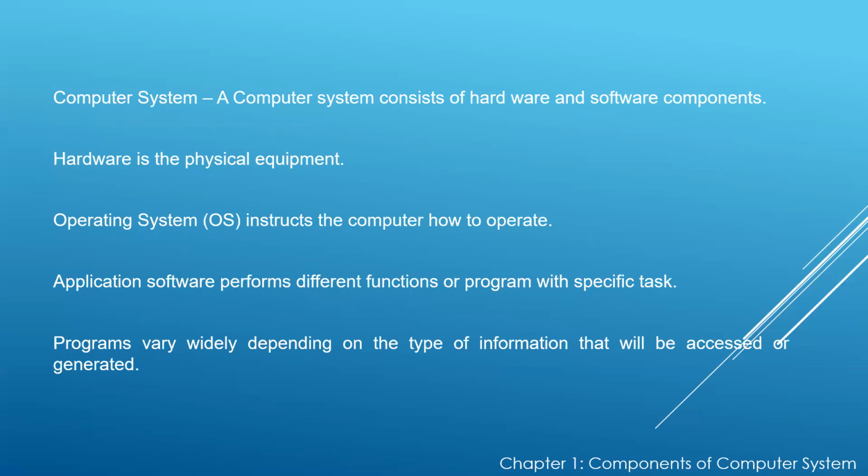Actually, the operating system is the most powerful software among all application software because we call it the system software. Without the operating system, hindi gagana ang computer. It would not operate. Application software performs different functions or programs with a specific task. There are programs that may vary widely depending on the type of information that will be accessed or generated. In short, ang application software, pwedeng multiples, marami yan.